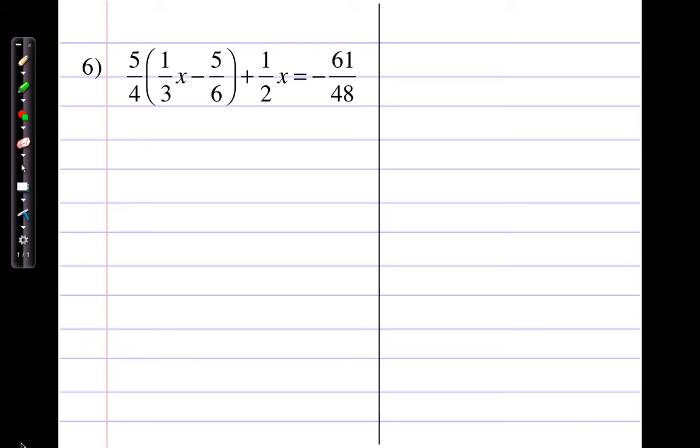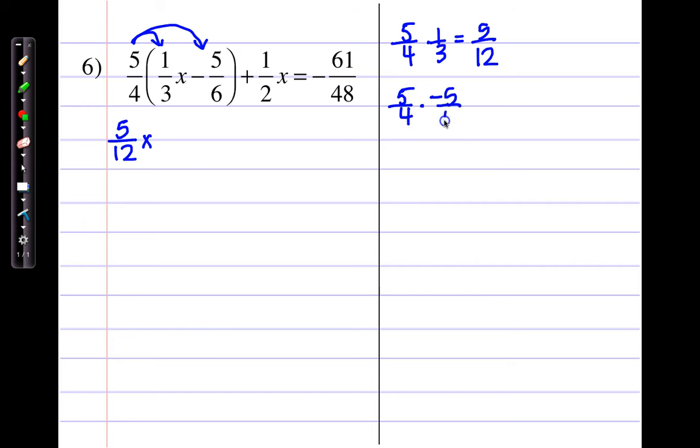combine like terms first. So let's just go ahead and do that. We're going to distribute 5/4 to 1/3. So showing my work here, 5/4 times 1/3. Can't cross cancel, so it's going to leave me with 5/12. So here we have 5/12 x. Here we're going to distribute to the next term. We have 5/4 times a negative 5/6. Again, I can't cross cancel, so I'm left with negative 25 over 24. So I'm going to write that down. 25 over 24.